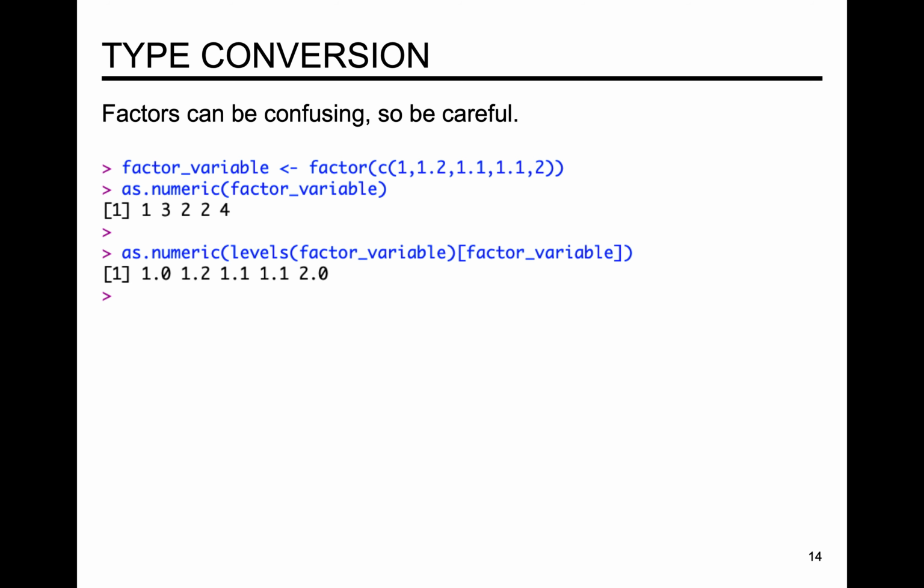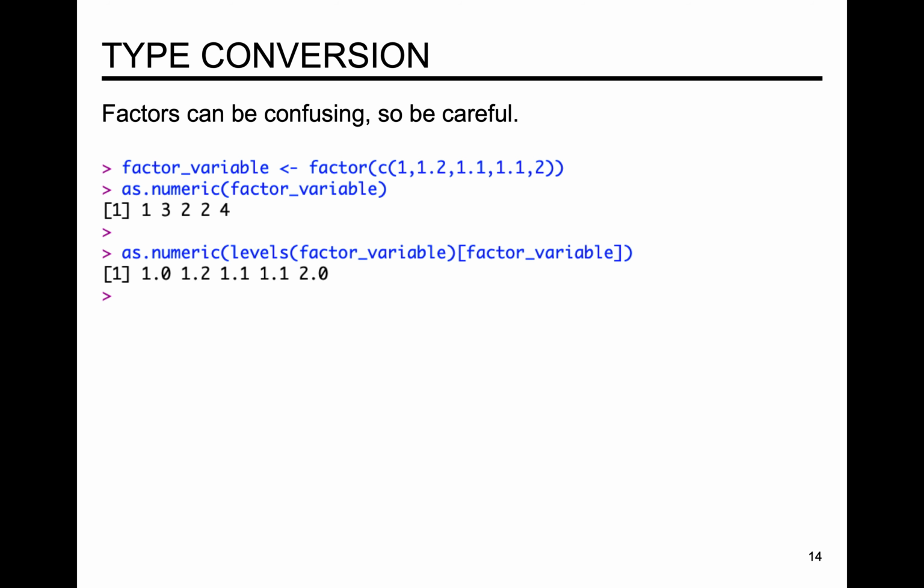Factors can be confusing, so be careful when using them. Although they may seem odd, they can actually be pretty useful later when we talk about regression and model formulas. In the first example, I create a factor containing numbers. When I try to convert the factors to a double vector using the as.numeric function, the output is not what you might expect. This is because the integers used in storing the factor levels are returned instead.